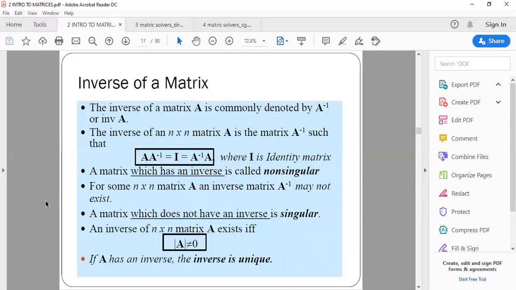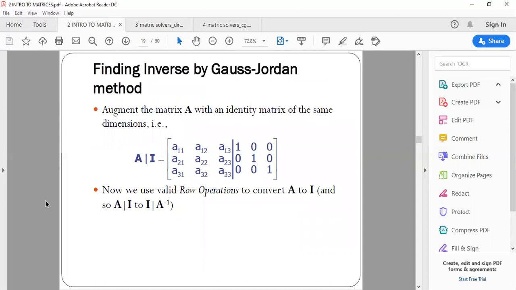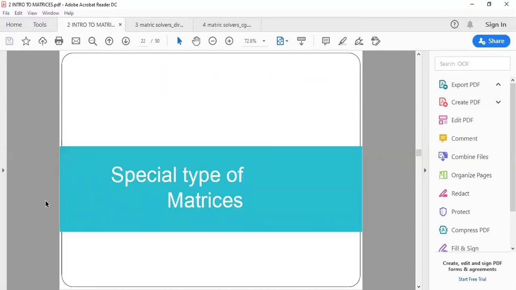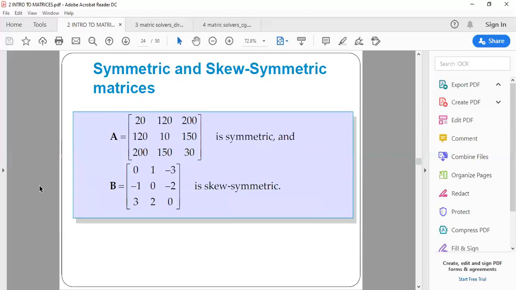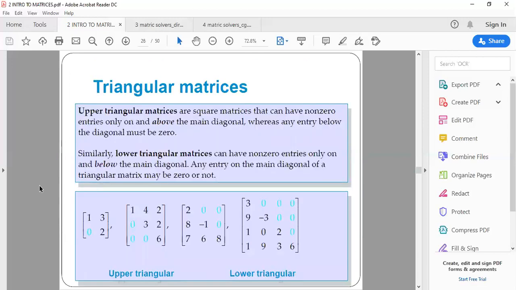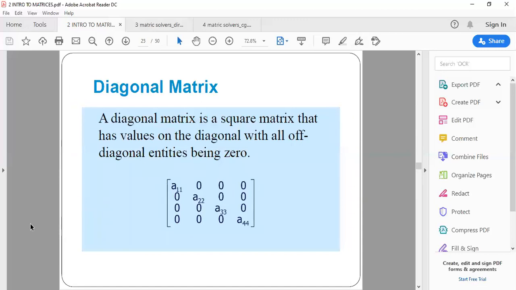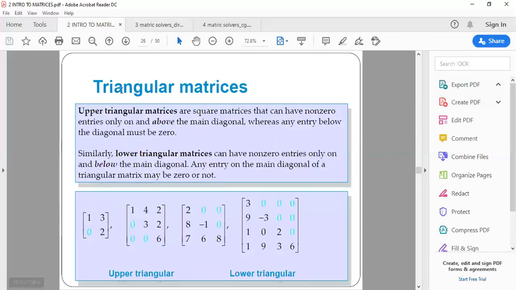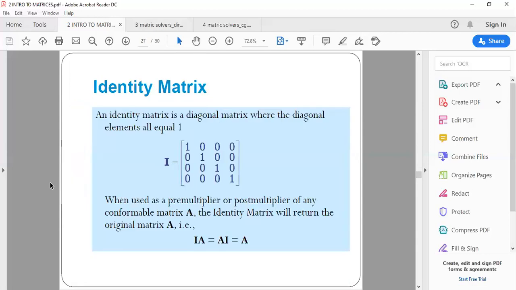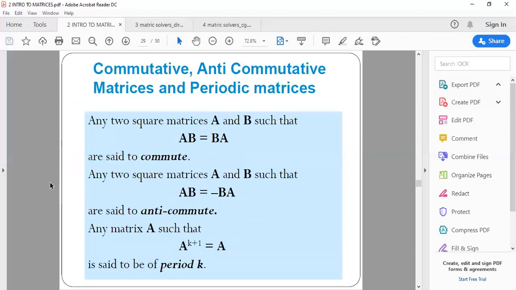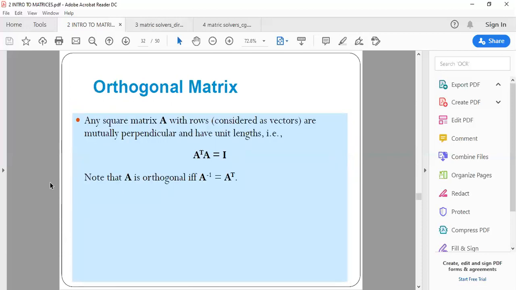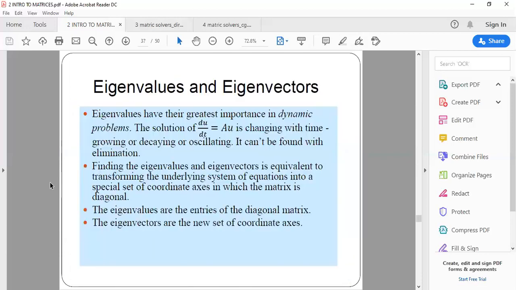How do we find the inverse of a matrix? By the Gauss-Jordan method. We have done this in our earlier mathematics lectures, so you can go and revise it. Then there are symmetric, skew-symmetric, diagonal matrices, triangular matrices, identity matrix, null matrix. We will often see diagonal and triangular matrices, and also the Hermitian matrix. We can go through this PDF.